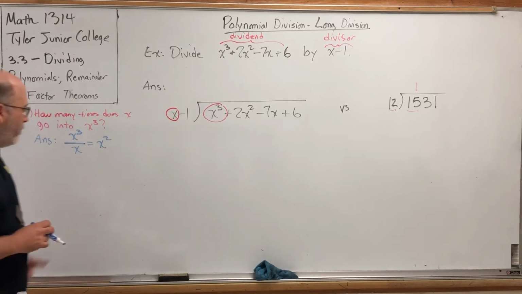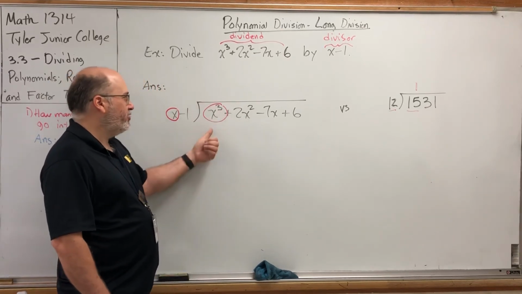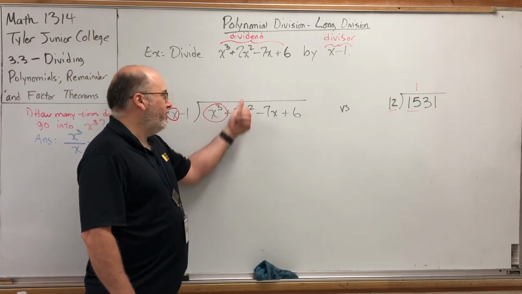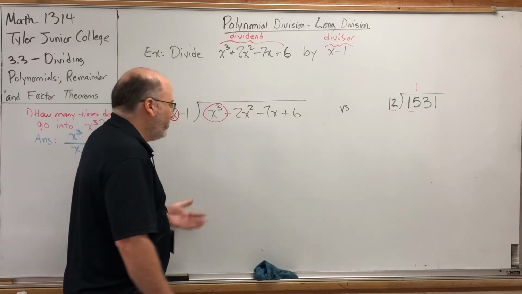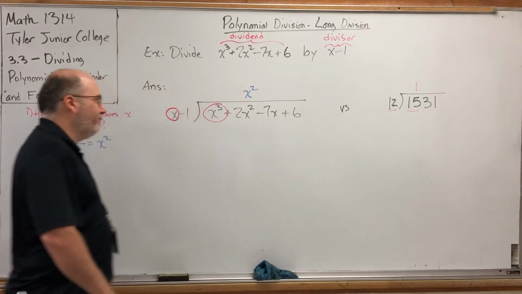And then we write that above. Some people will write it above the leading term that they're focusing on. Some people will write it above the like term. So it doesn't really matter. I'm just going to write the x squared above the x squared. That makes sense to me.